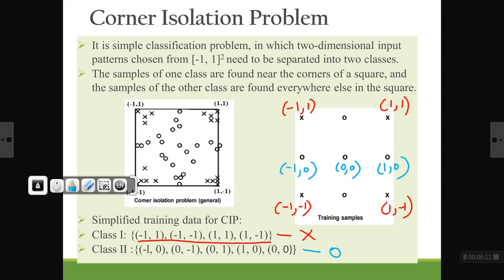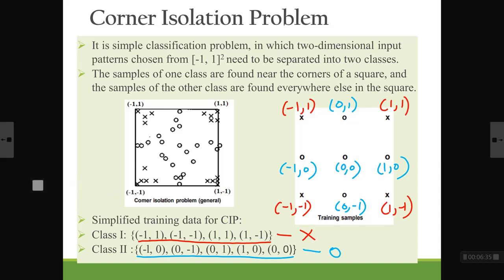First of all, the first circle is lying at 0 comma 0. The second circle is lying at 1 comma 0. This one is lying at minus 1 comma 0. This one will be lying at 0 comma 1, and this one will be lying at 0 comma minus 1. So these are the patterns.